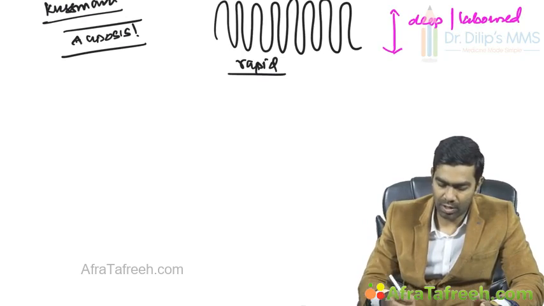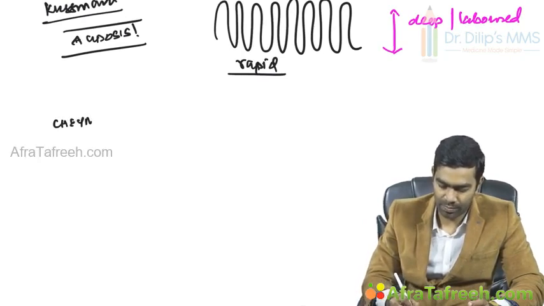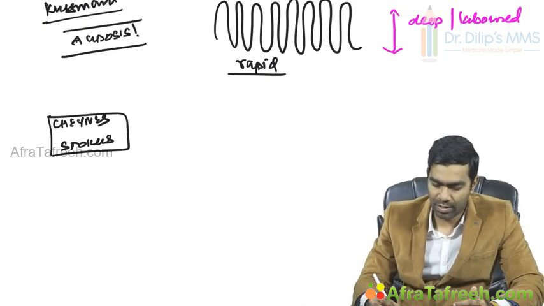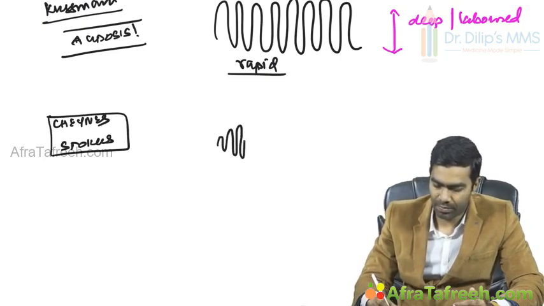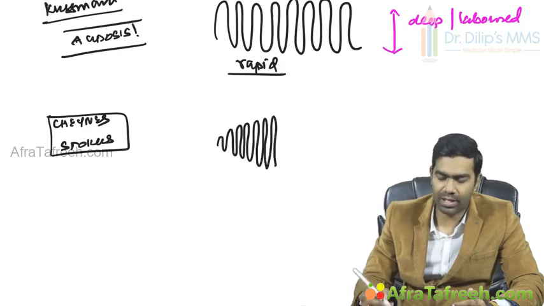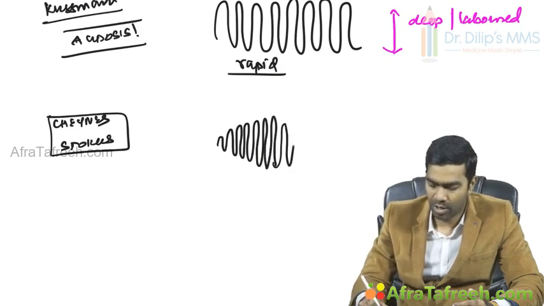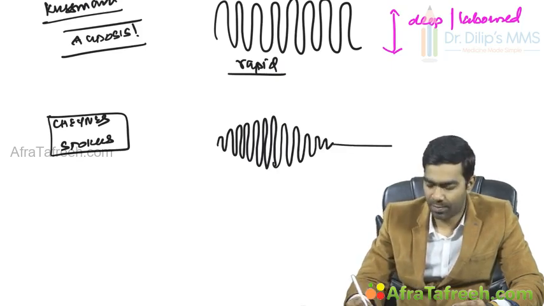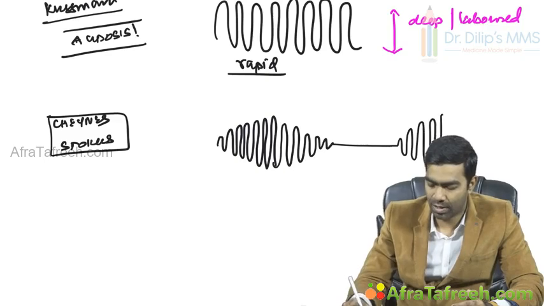Then you can get something called Cheyne-Stokes respiration also. Cheyne-Stokes breathing. It's a very classical type of breathing where you have a progressively increased depth of breathing, then progressively decreased depth of breathing, followed by a period of apnea, and again the same cycle will continue.